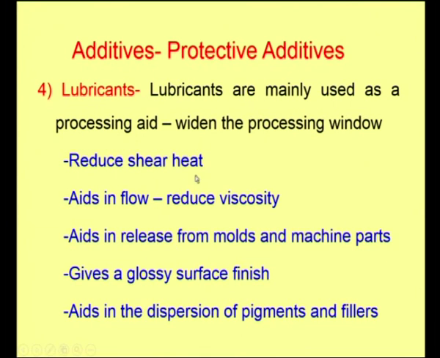Mainly it will reduce the heat that is generated due to shear, because in an extruder barrel or in injection molding you have a screw that rotates at a very high speed, and the melt is sheared in the space between the outside barrel and the screw. Therefore, that will result in friction and generation of heat. If you add the lubricant, that will reduce the heat, which will eventually help in good processing conditions. Not only that, it also aids in flow, because the viscosity will come down if you add a lubricant.